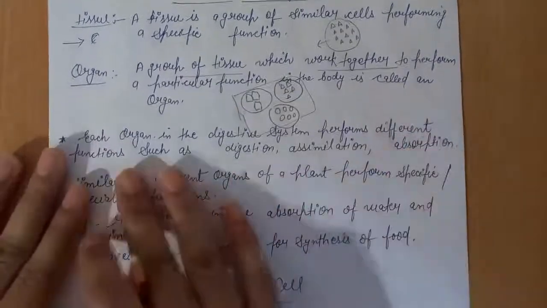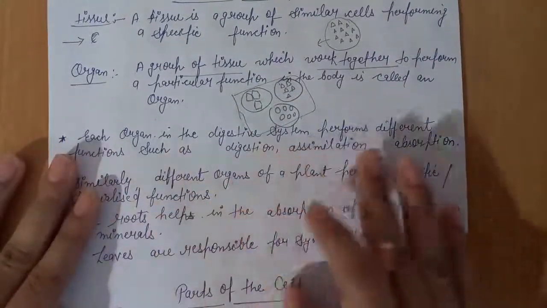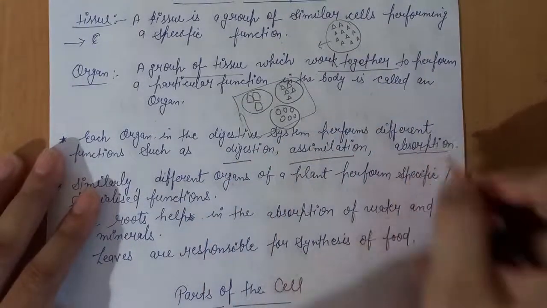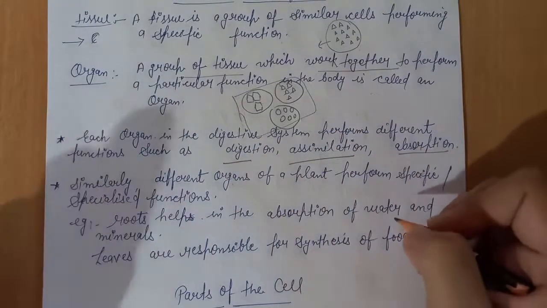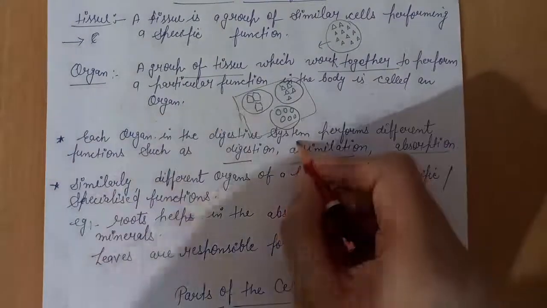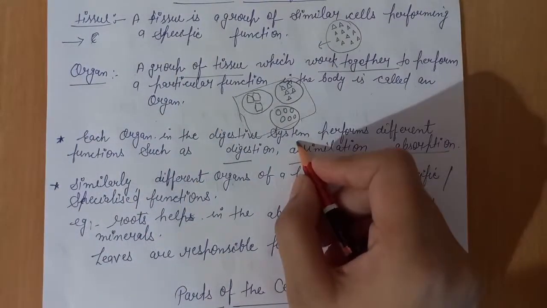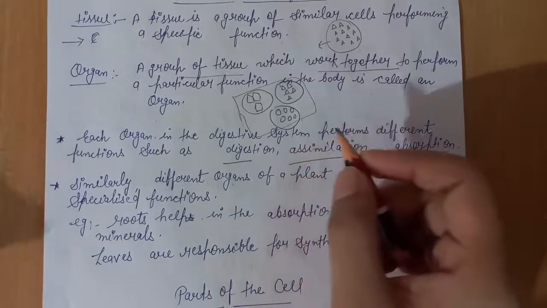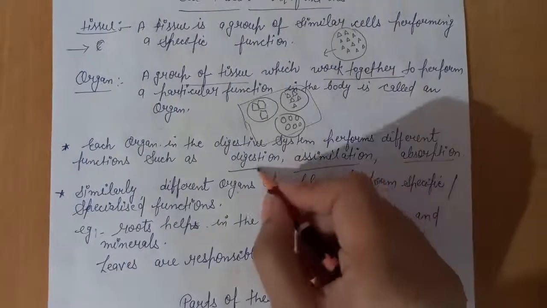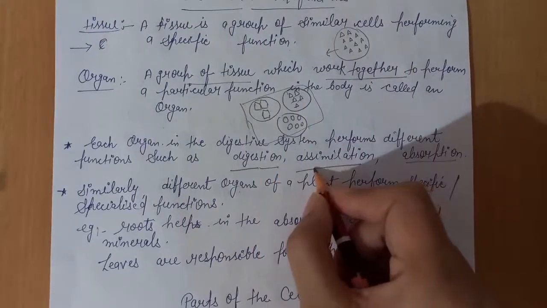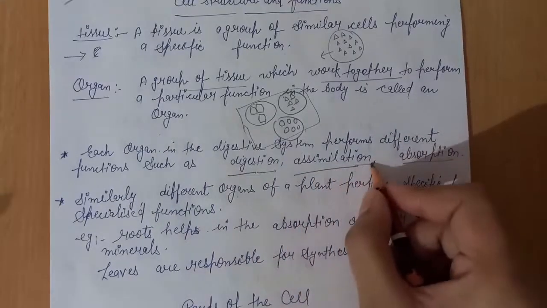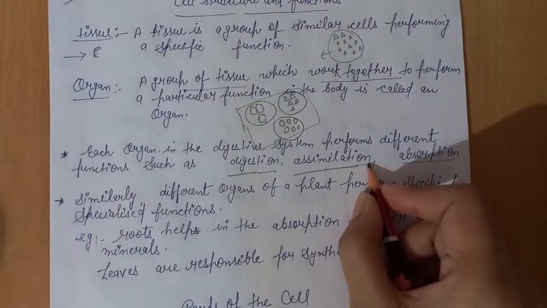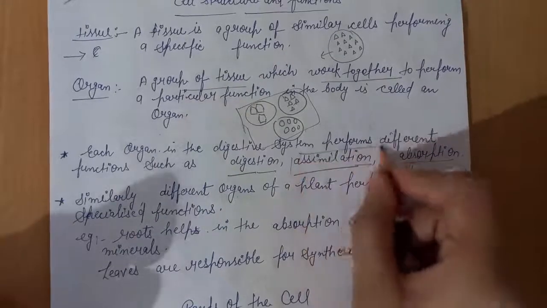Okay, and next, each organ in the digestive system performs different functions such as digestion, assimilation, absorption. The digestive system consists of the esophagus, stomach, liver, small intestine, large intestine. So these organs perform food digestion and assimilation. Assimilation means the process in which we get energy from the digested food.